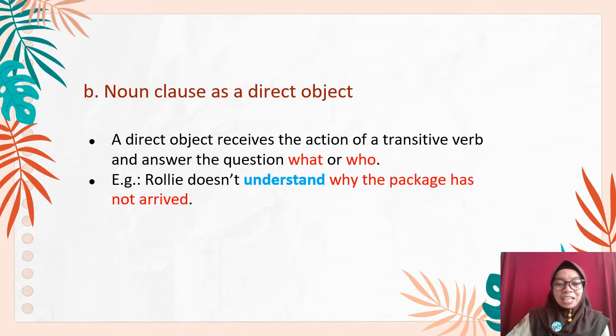Let's go on and look at the example of a noun clause as a direct object. Remember that a direct object receives the action of a transitive verb and answers the question what or who. Please have a look at the example. Ruli doesn't understand why the package has not arrived. In the sentence, why the package has not arrived is an object of the verb understand.